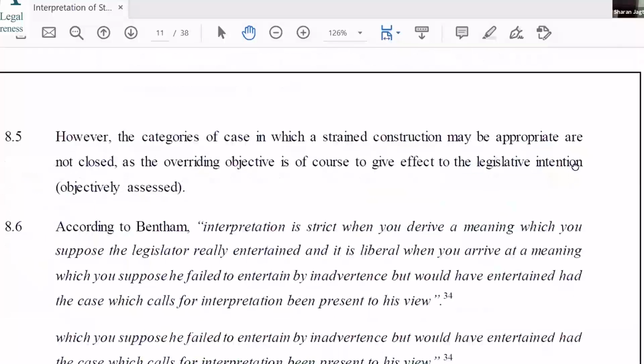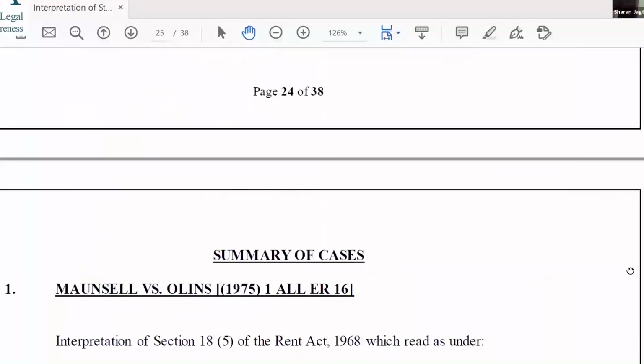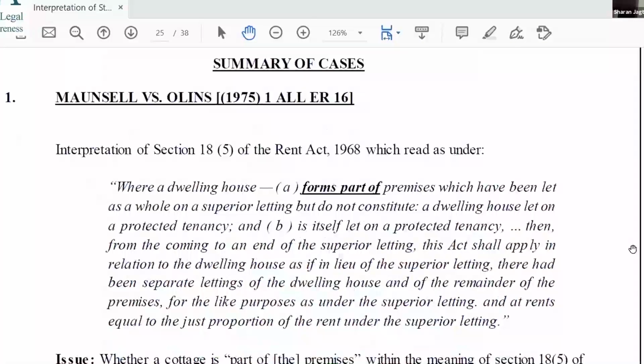I'm not reading it out, but I'm drawing a reference to it because it's important to keep this in mind. What the English judgment tells us is that these rules are really aids. And it says that we cannot look at them as our masters, but we look at them as our servants, and they have no binding force. So keeping this in our mind, let me start with some of the key interpretative criteria or rules or aids to interpretation of any statute.